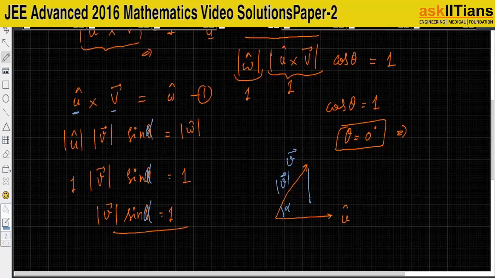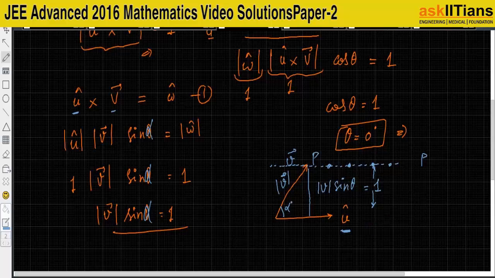Okay, so this length will be mod of v sin theta. If I suppose this point as p, and this distance is 1 unit, I can take infinite points which are at a distance of 1 unit from this unit vector u. So p can be here, p can be here, p can be here; there are an infinite number of points p which are at a distance of 1 unit from this vector u.